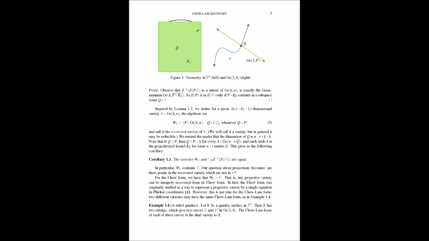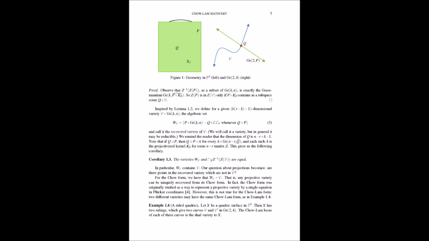So it's like different objects casting the same shadow. Exactly. And this raises some fundamental questions about the uniqueness of the Chow Lam recovery. It means we can't just assume that the recovered variety is the one and only solution. Right. We have to be mindful of the fact that there might be other varieties that fit the data equally well.